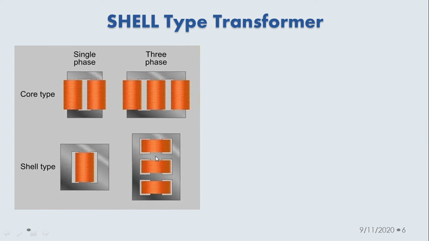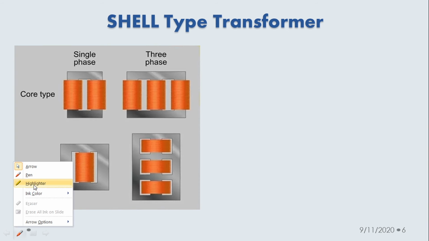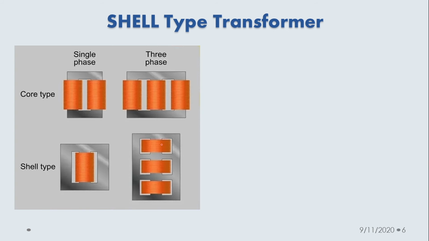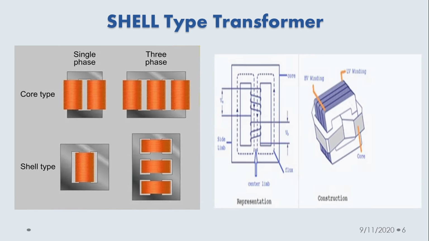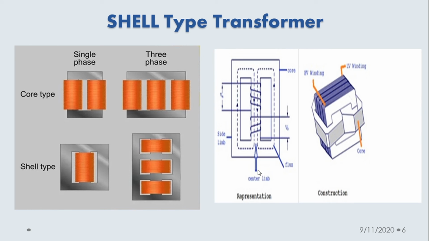this is the central limb. If you see here, this is the central limb, and this is one side limb and another side limb. The windings are wound on the central limb, correct. So that is the construction of the shell type transformer. This is the representation of the shell type transformer. See, the windings are wound on the central limb.